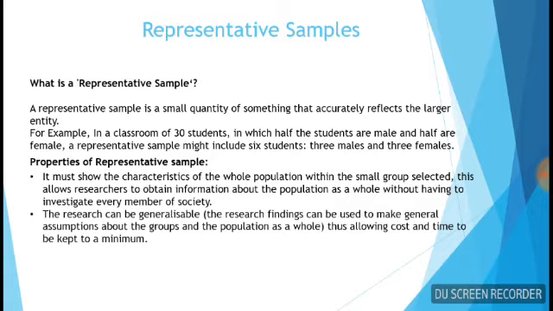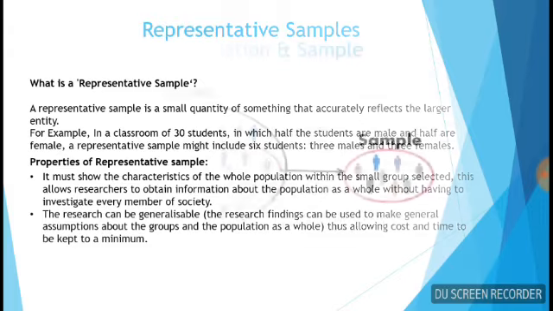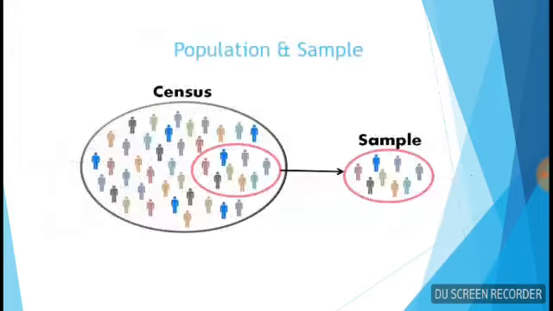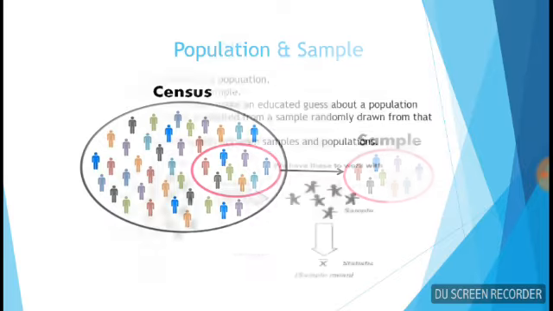Properties of representative sample. A representative sample must show the characteristics of a whole population within the small group selected. This allows researchers to obtain information about the population as a whole without having to investigate every member of society. The other property of a representative sample is that the research can be generalizable through it. The researcher's findings can be used to make general assumptions about the groups and the population as a whole, thus allowing cost and time to be kept to a minimum.